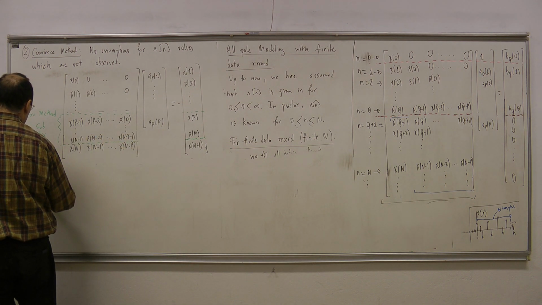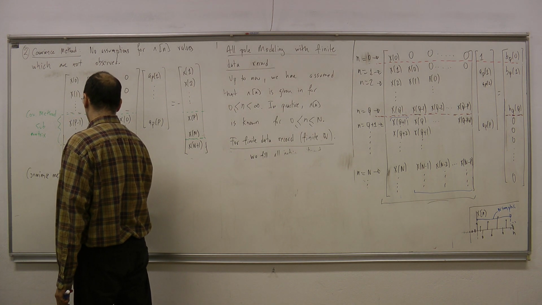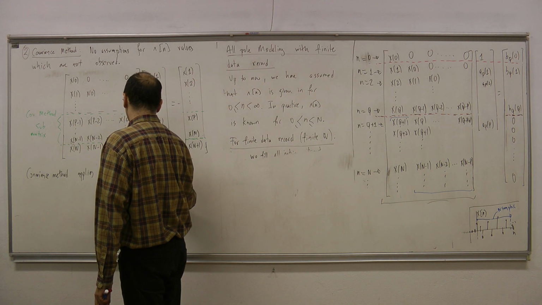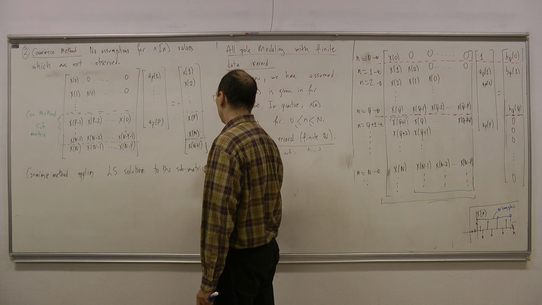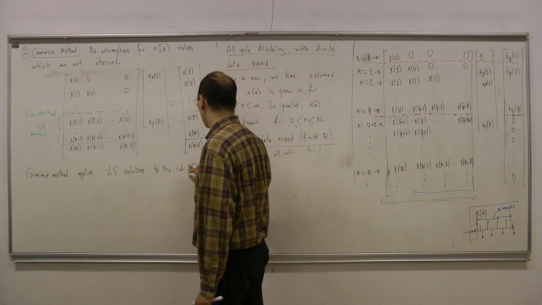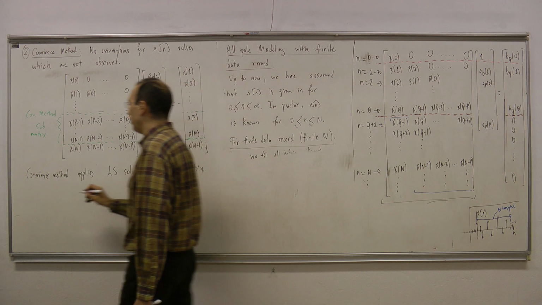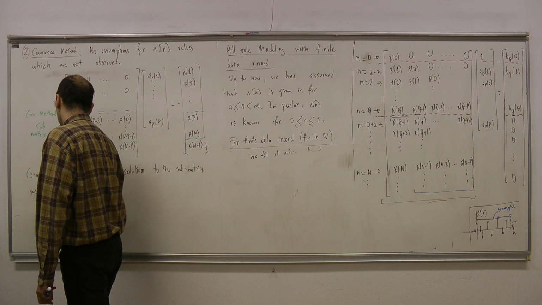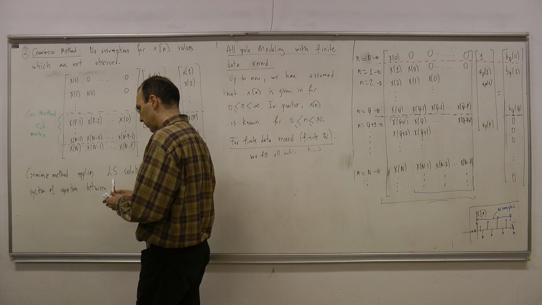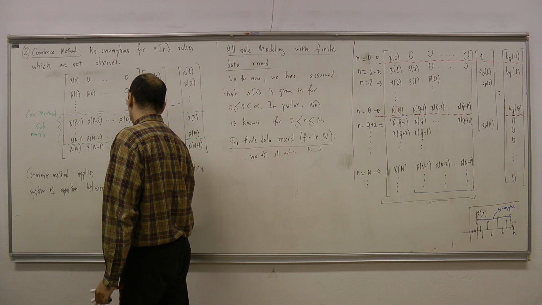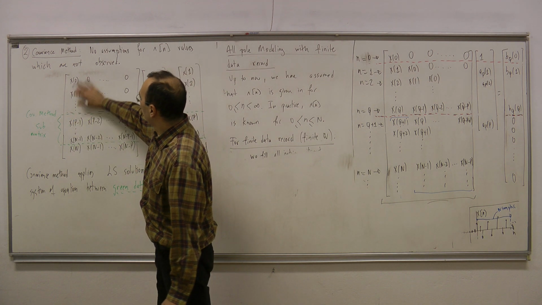Okay, so covariance methods applies least square solution to the submatrix system of equations between green dotted lines. Okay? So forget about the rest.